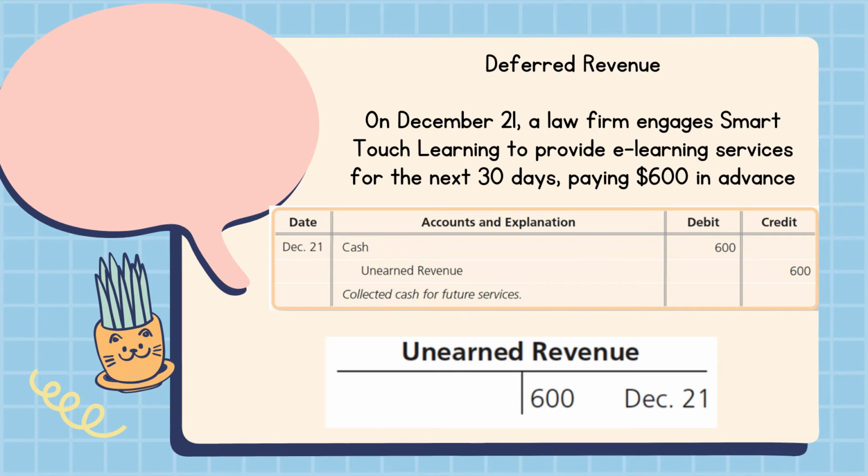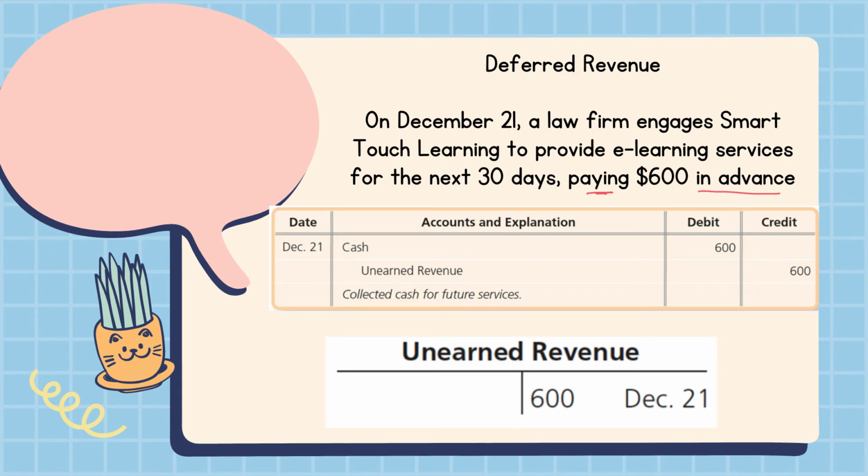Now, on December 21st, a law firm engages Smart Touch Learning to provide e-learning services for the next 30 days, paying $600 in advance. So let's read it again. Here he's saying a law firm engaged with my business to provide e-learning services. I'm gonna provide the e-learning services. They paid me $600, so I received $600 in advance.